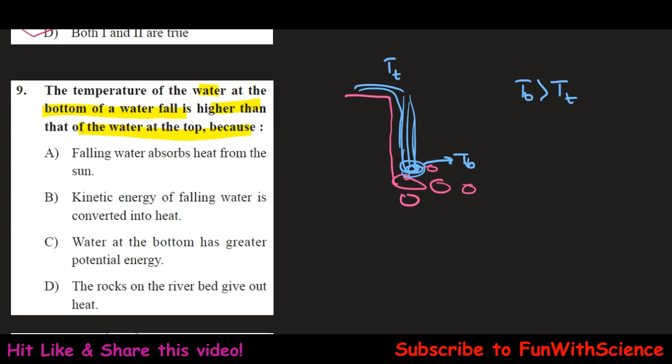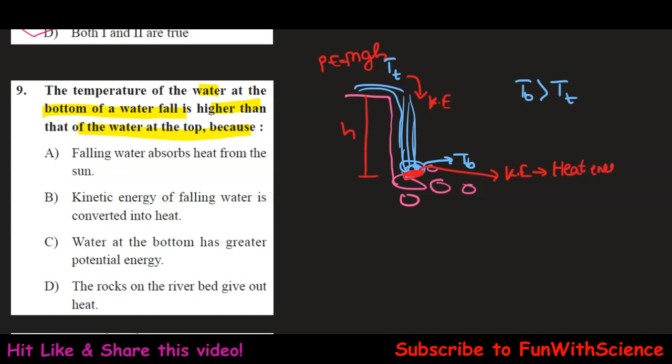Why? Because we can see here that clearly when the water is at this height, there is a certain height h. So it has some potential energy, mgh, we can say. It has potential energy, PE is equal to mgh. And when it starts falling, the potential energy is going to get converted into the kinetic energy. And finally, when it falls on the rocks here, the kinetic energy gets converted into what? The kinetic energy gets converted into the heat energy.